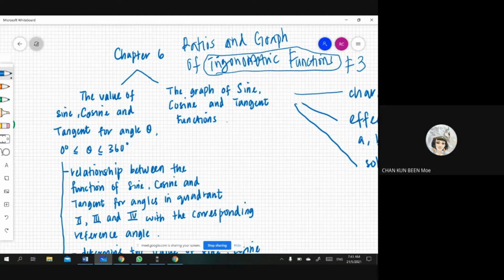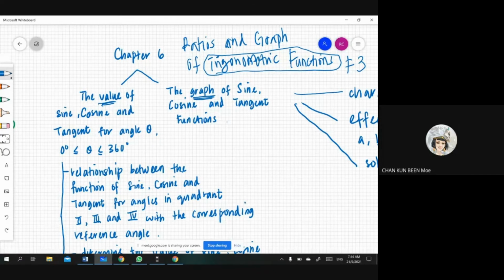Okay, so in this chapter 6, you are going to learn this trigonometric function in 2 different subtopics. The first subtopic is finding the value of sine, cosine, and tangent for angle theta, whereby the angle theta is in between 0 and 360 degrees. Okay, so you are looking for the value over there. Whereby the second subtopic is you are going to look about the graph of sine, cosine, and tangent later on. And then you will be able to draw the graph.